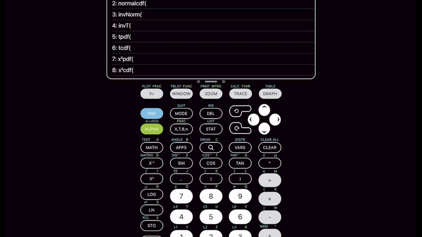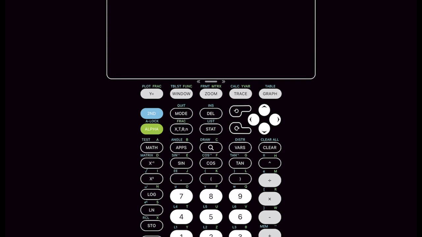And we're going to pick normal CDF, number 2, always and forever. Okay, you're never going to pick normal PDF. Normal CDF stands for normal cumulative density function. So that's the one we're going to pick. So you can either hit the arrow down to number 2, or you can just type the number 2. And then you're going to hit enter.